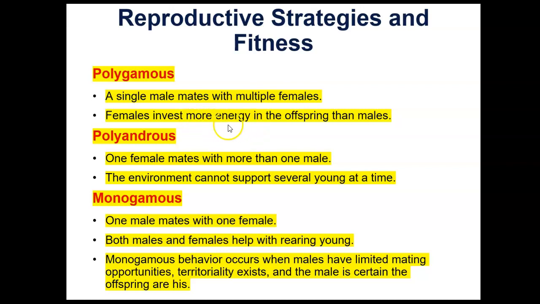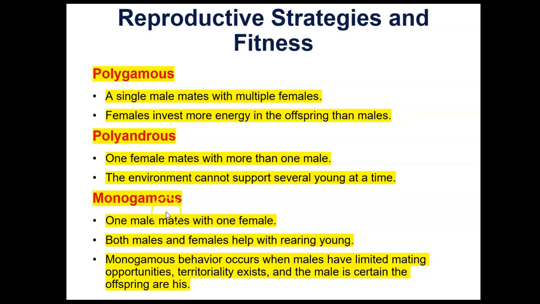So the females end up doing more of the caregiving. In polyandrous situations where you have one female and more than one male, the environment can't support several young at a time. That's what we see in that situation. And so she's increasing her chances of getting pregnant.